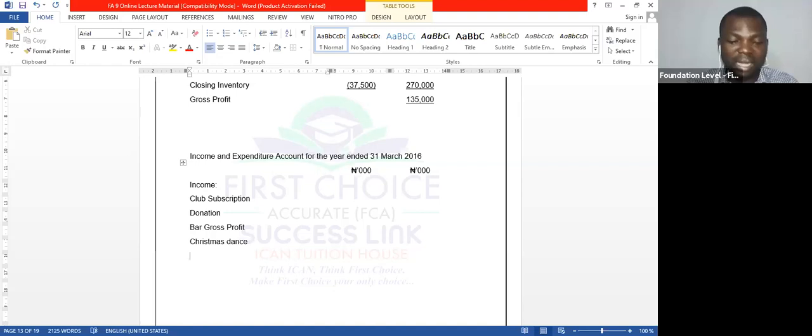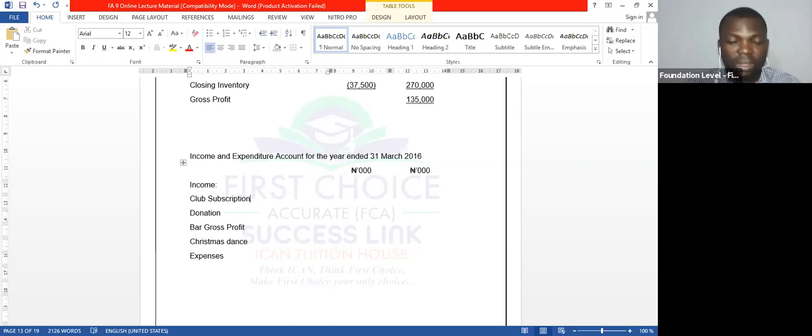We have it there, the Christmas dance expenses. So you put the expenses here. So let's put the expenses here. Expenses of the Christmas dance. Now that we have listed it out, we can now start putting it in.